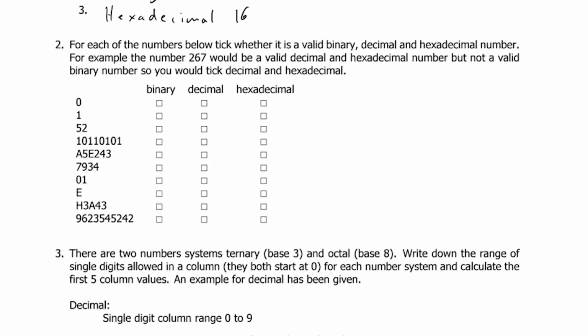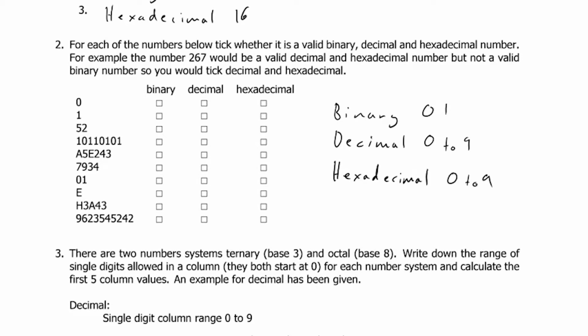On to question 2. For this question, you need to tick whether the given number is a valid binary, decimal, or hexadecimal number. To answer this question, you first need to know what the valid digits are that are allowed if the number is split into columns. So for binary, those digits are 0 and 1. For decimal, those digits are 0 to 9. And for hexadecimal, those numbers are 0 to 9 and the letters A through to F.